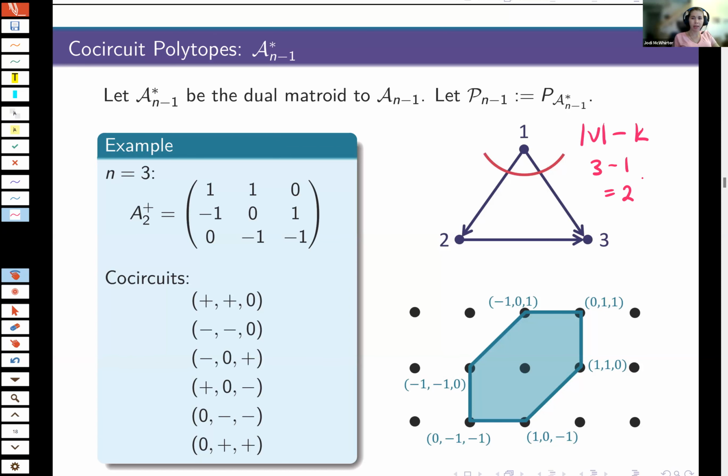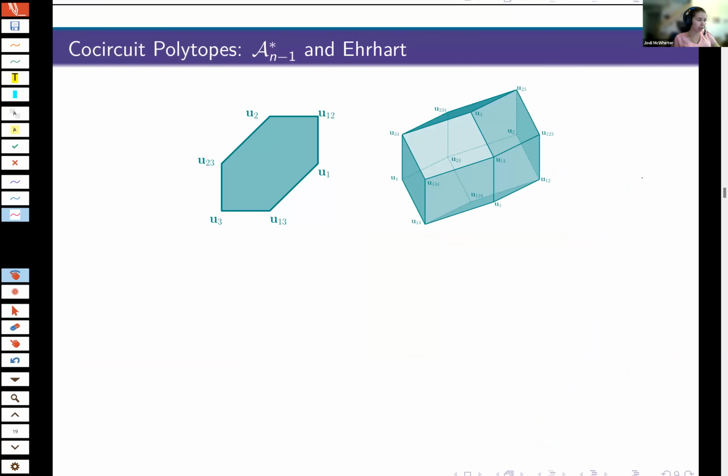What can we say about this next little hexagon, or in general, the higher dimensional ones? To tell you what I can, I'm going to introduce one more concept, which is Ehrhart theory. Here I've got my n equals 3 case polytope and my n equals 4 case polytope. If you find the 14 co-circuits, each of those will give you one of the vertices of this polytope here.